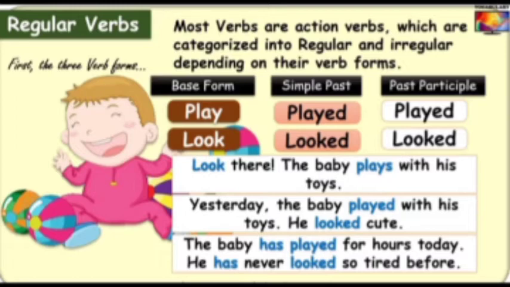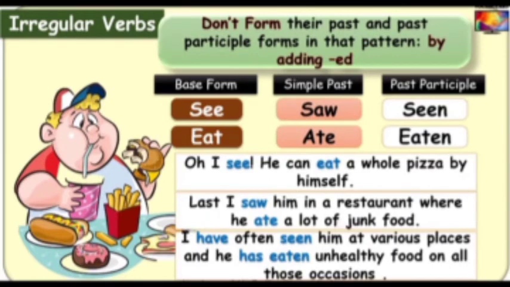Now see the last example. The baby has played for hours today. He has never looked so tired before. In these two sentences, the words played and looked are used in the past participle form. In past participle form, the verb is always used with has, have or had. Clear?